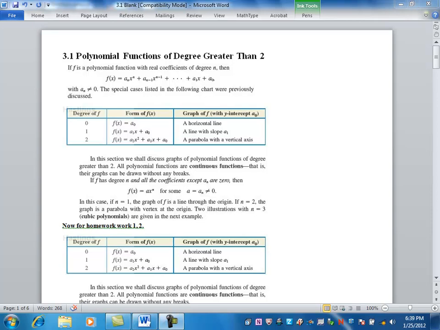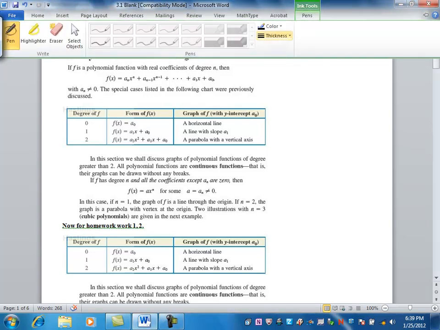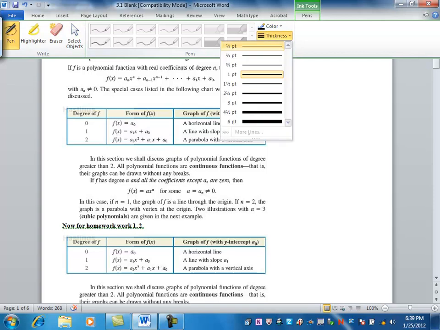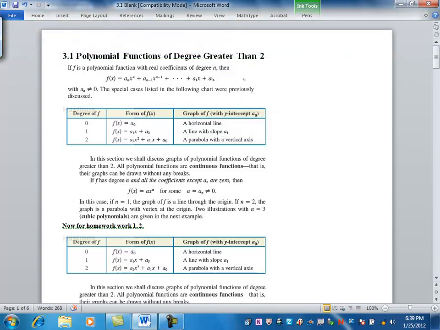Hello there, and welcome to Chapter 3, where we're going to look at polynomial and rational functions and their graphs. And you're thinking, well, haven't we studied polynomials before? Well, yeah, you have, but as you notice here, 3.1 is titled Polynomial Functions of Degree Greater Than 2. And so we're going to learn some of the more advanced, if you will, characteristics of polynomials here.